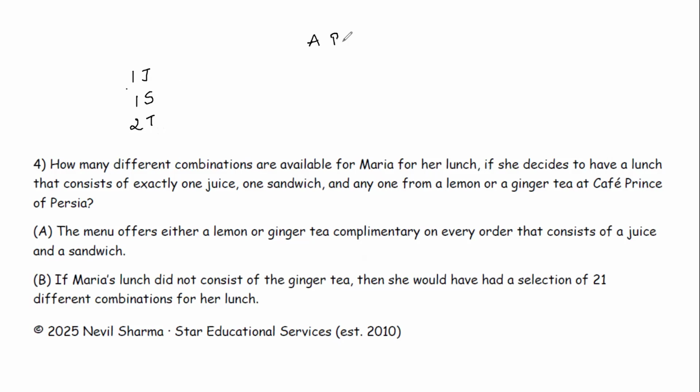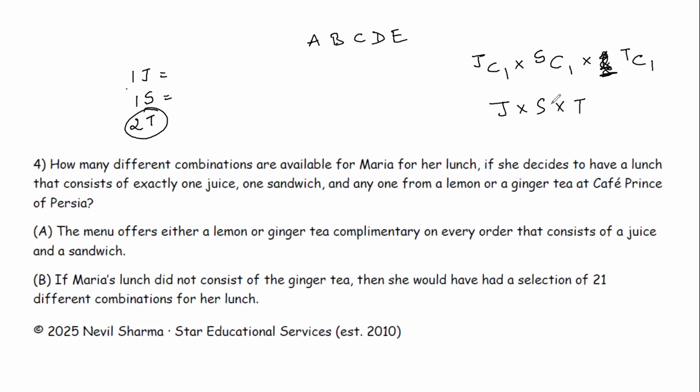Option A, right? So the way we get to the answer is we need to find out how many options are there for the juice, how many for sandwich, and tea we know there are 2 options, right? So if J is the total number of juice options available, JC1 into S is the total number of sandwich options, SC1 into 2. This is 2 for the teas, right? So she's not having both the teas, but it'll be TC1, right? So the answer will be J into S into T, where T is 2.